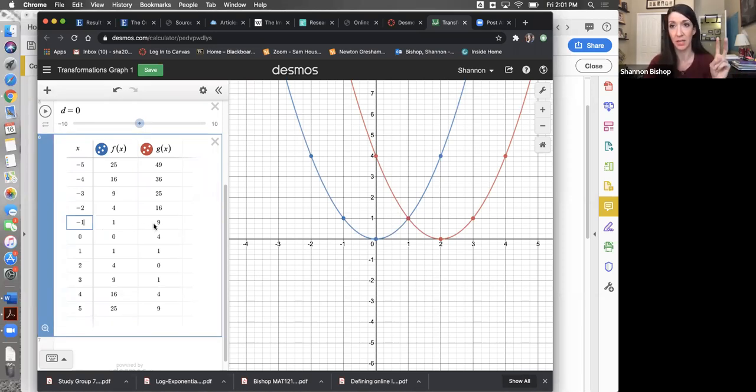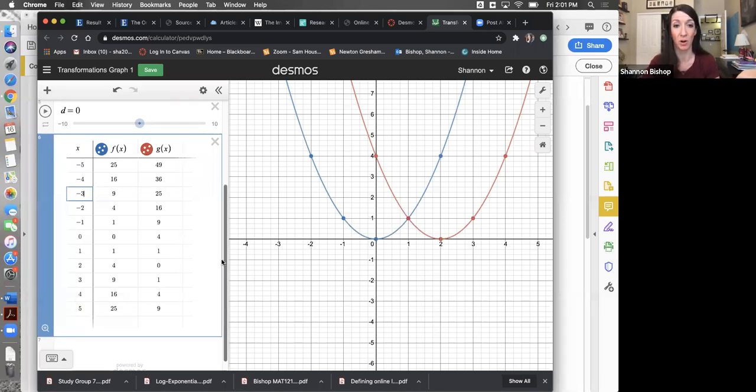Now let me tie this together for you in 2 ways. First and foremost, can you acknowledge that -1 is exactly 2 units to the right of -3? So picture a number line. -3 is over here on the left, and -1 is exactly 2 units to the right of that.